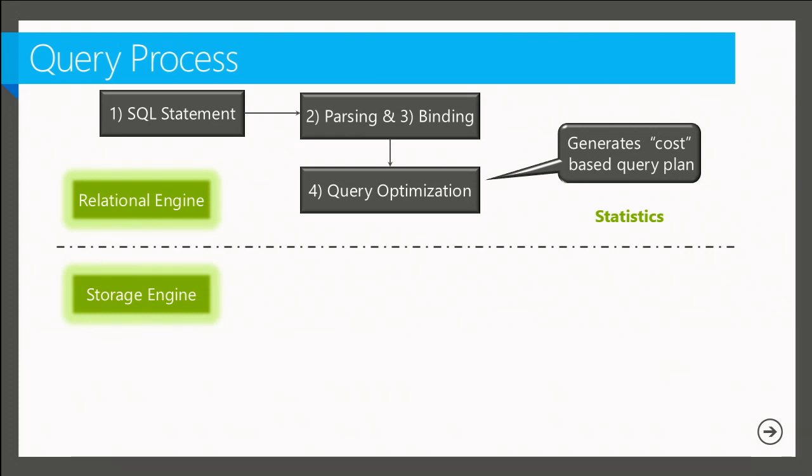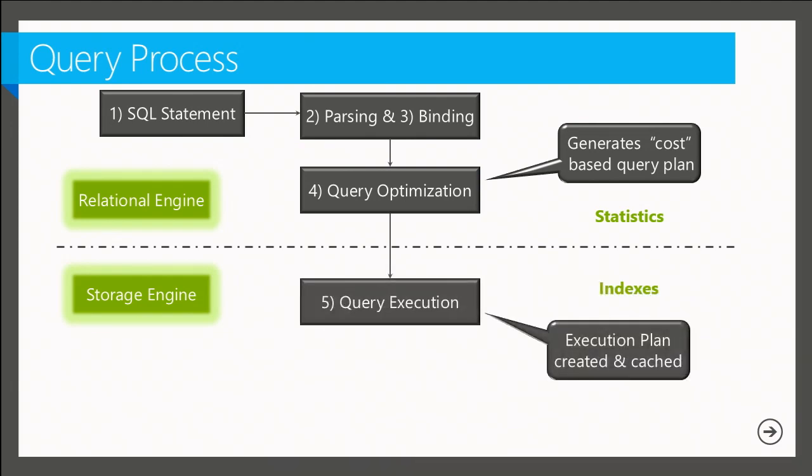Once it figures out the plan, it passes the plan onto the storage engine, and now we're into the query execution phase. The query execution phase takes the plan the optimizer came up with and says, okay, do I have any indexes available for me to use? And the indexes are used where it goes out and actually pulls the data from the disks, okay?